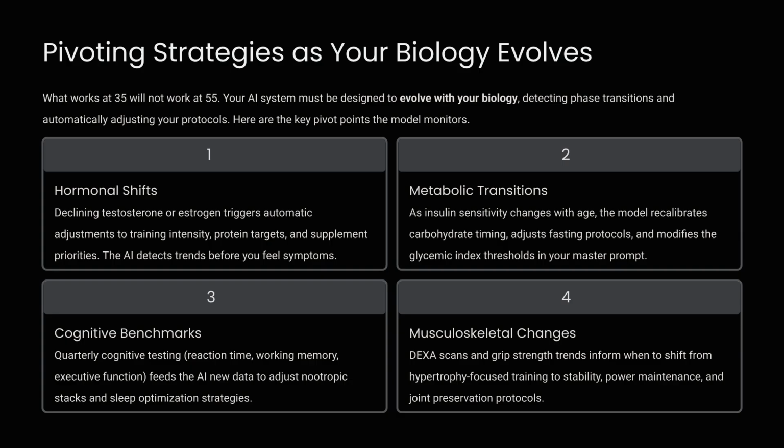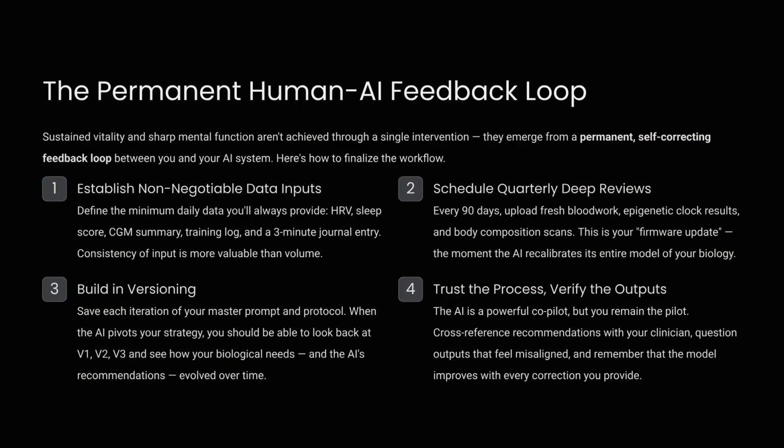Your AI system must evolve with your biology. It detects phase transitions and automatically adjusts protocols. Key pivot points include hormonal shifts, metabolic transitions like changes in insulin sensitivity, cognitive benchmarks, and musculoskeletal changes indicated by DEXA scans. Sustained vitality emerges from a permanent, self-correcting feedback loop.